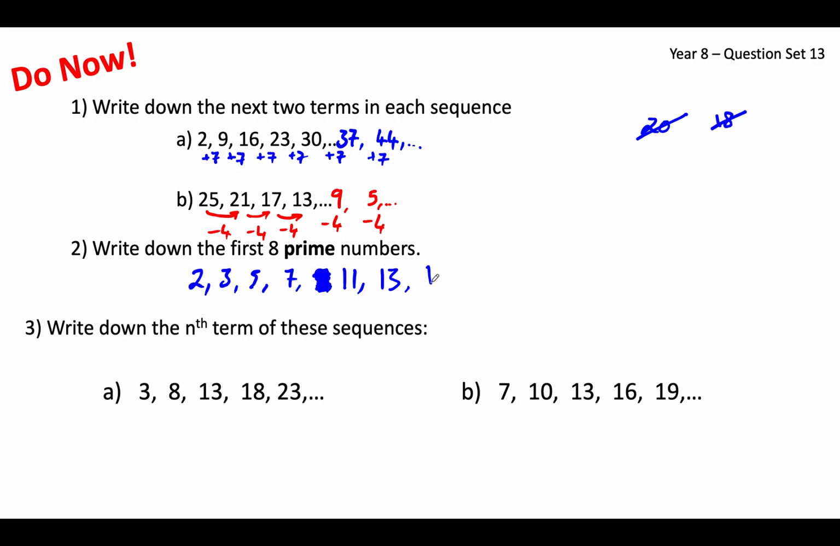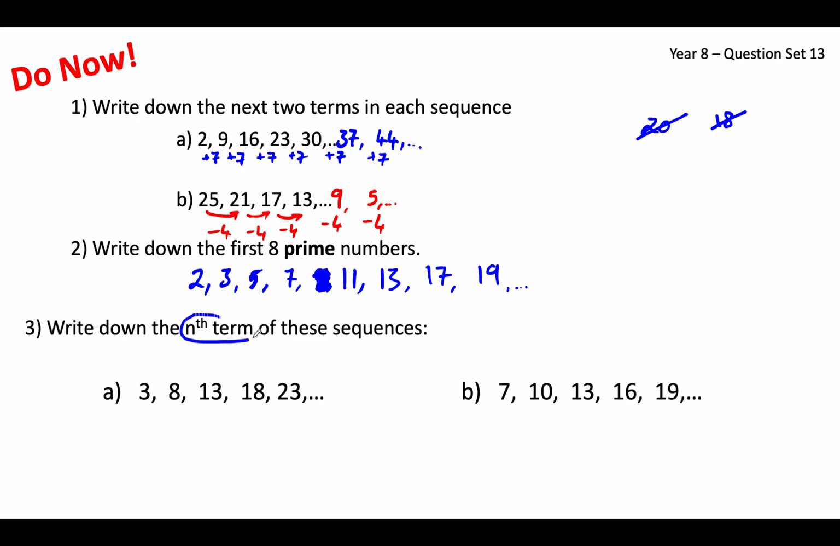After that, we go to 17, the next one that can't be divided by anything else except 1 and 17. And then after that, 19. So there are the first 8 prime numbers: 2, 3, 5, 7, 11, 13, 17, and 19. And they go on forever, actually. There's an infinite amount of them.